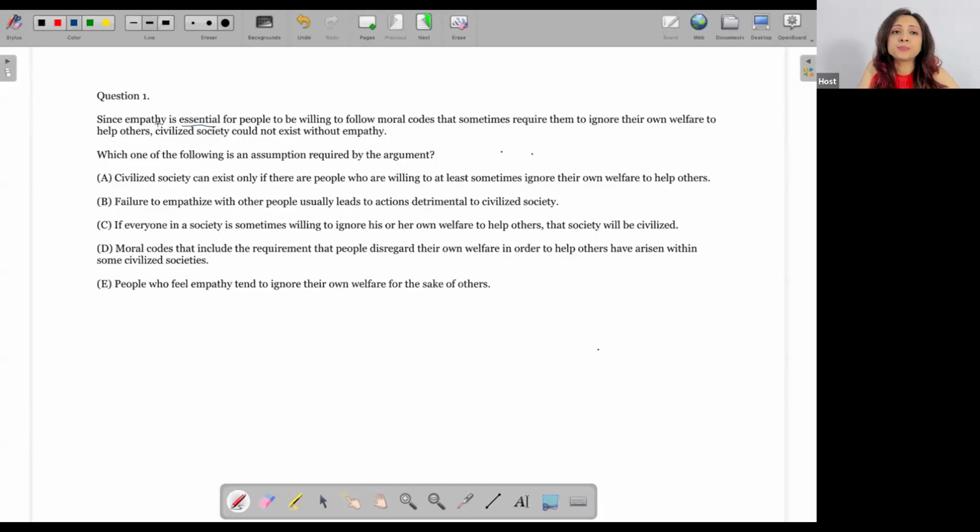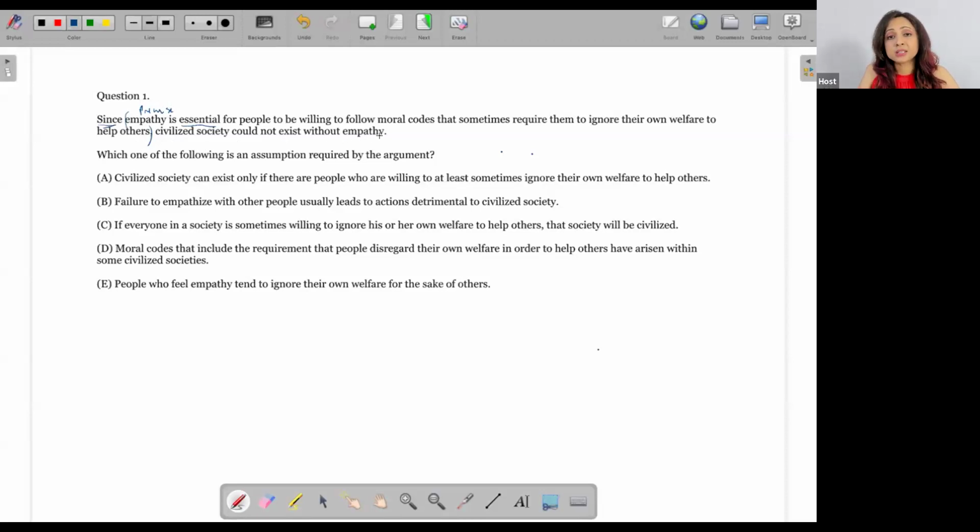So I'm given that empathy is essential for people to be willing to follow moral codes that sometimes require them to ignore their own welfare to help others. Since, right, the sentence starts with the since, and so of course this entire thing is a premise, it is a fact given to me. Then comma, it says civilized society could not exist without empathy.